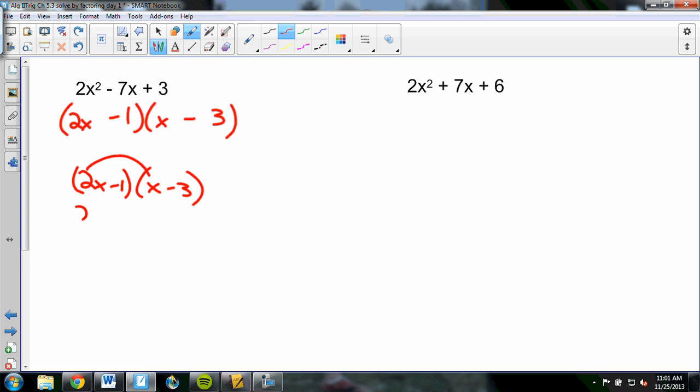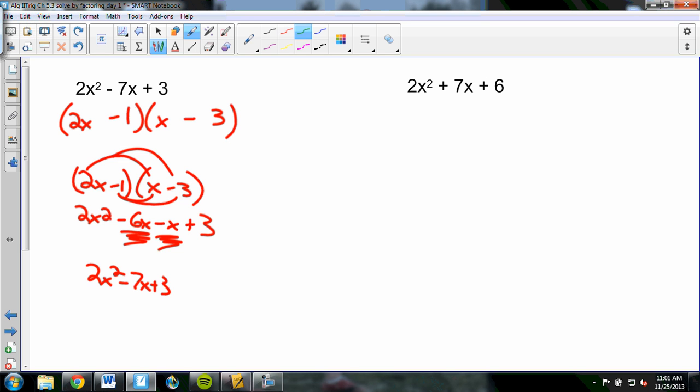2x times x is 2x squared. 2x times negative 3 is negative 6x. Negative 1 times x is negative x. Negative 1 times negative 3 is positive 3. These two terms combine to give me 2x squared minus 7x plus 3. But the important thing to recognize is this line right here caused this number to double. So basically, we're just literally simplifying.